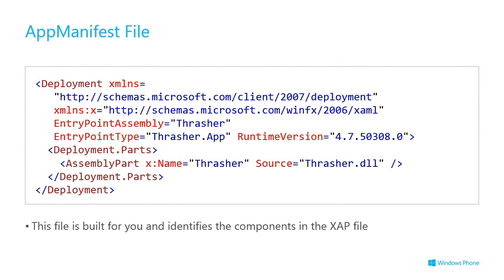So those two files. This is the XAML file. This one you don't actually have to change. It's just built for you when you create a solution. It's down in the properties folder, and you generally don't have to change that. It just identifies the components in the XAP file.